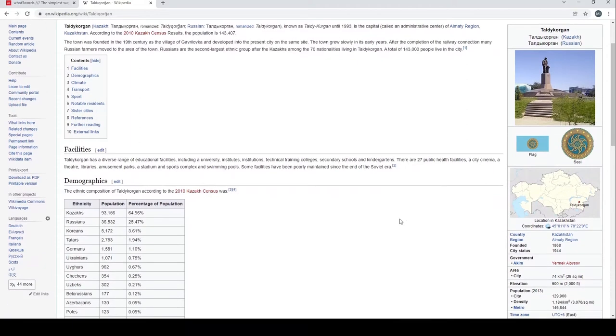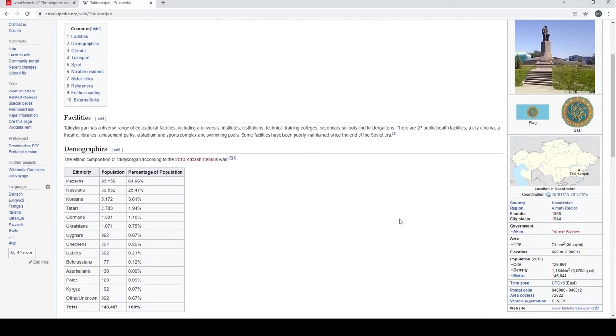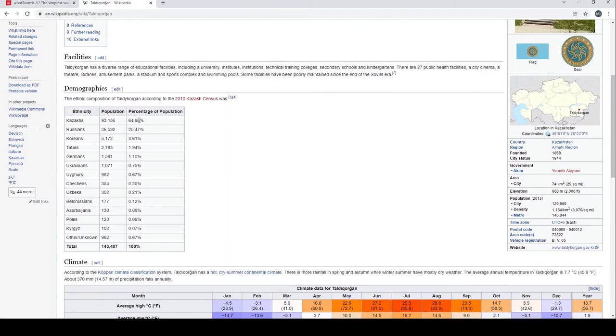Taldykorgan has a diverse range of educational facilities, including university, institutes, technical training colleges, secondary schools and kindergartens. There are 27 public health facilities, a cinema, a theatre, libraries, amusement parks, a stadium and sports complex, and swimming pools. Some facilities have been poorly maintained since the end of the Soviet era. Okay, so we can see that the majority of the population is Kazakhs, and there's some Russians, a fair percentage of Koreans, Tartars, Germans, Ukrainians, Uyghurs, Chechens, Uzbeks, Belarusians, Azerbaijanis, Poles, Kyrgyz, and others.